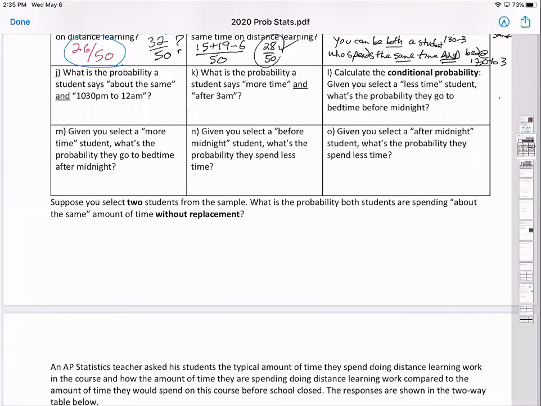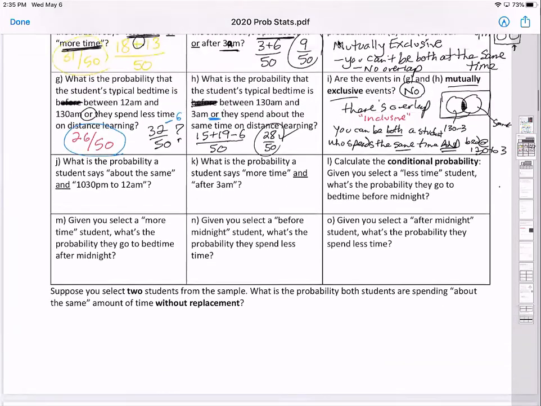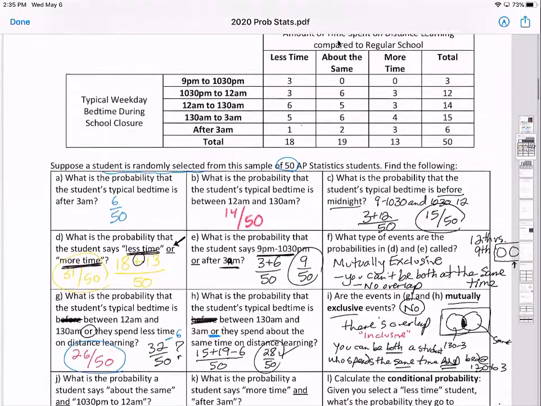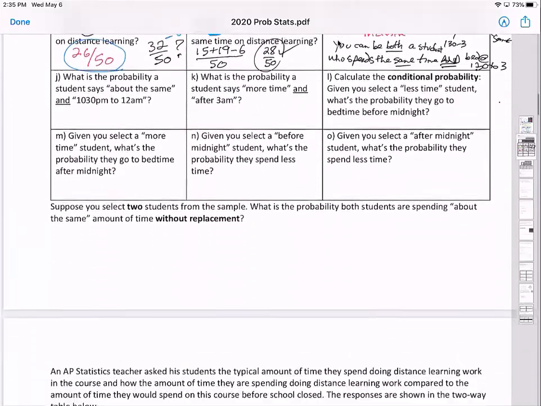Welcome back, Caymans. Mr. Eicher coming at you once again with a lesson about probability and two-way tables. We're going to be looking at starting with part J in this video. We did all this stuff in the previous video. So let's look at J.